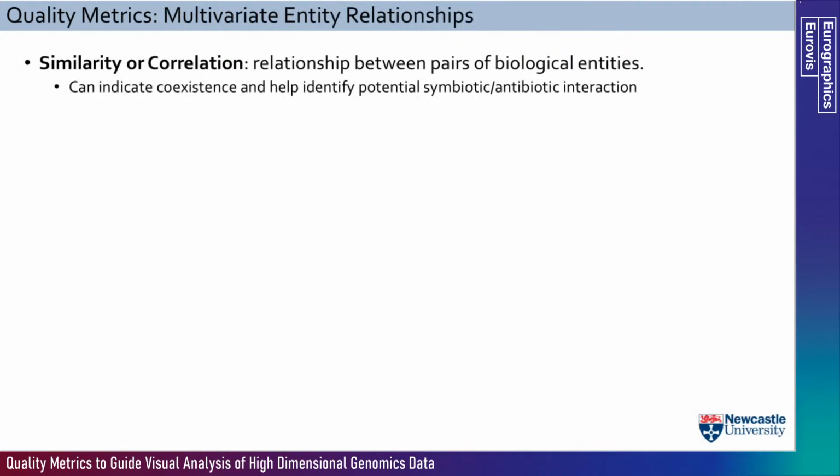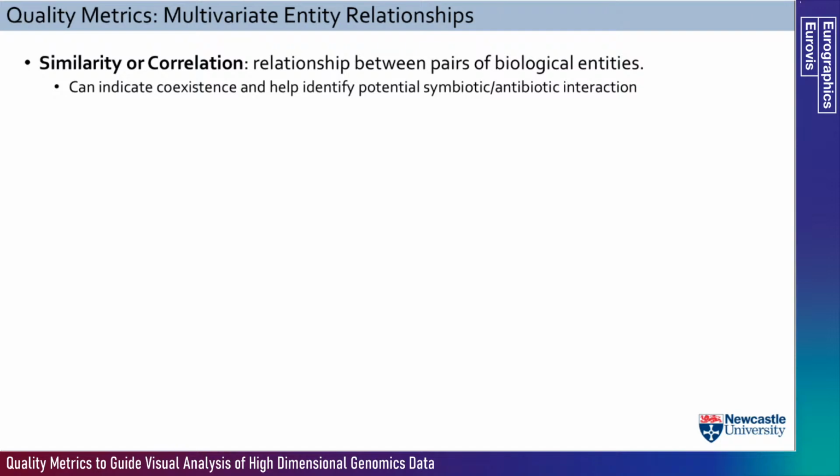Looking at the third group of quality metrics, we're looking at similarity and correlation. These measures provide a description of relationships between pairs of biological entities. From a biological perspective, they can indicate coexistence between entities and support identification of entities that potentially have a symbiotic or antibiotic interaction. These are entities that tend to occur together in high numbers if they are symbiotic, and the opposite way around for antibiotic interaction.